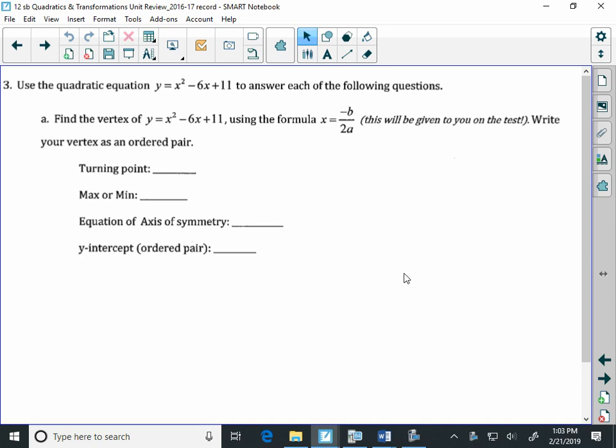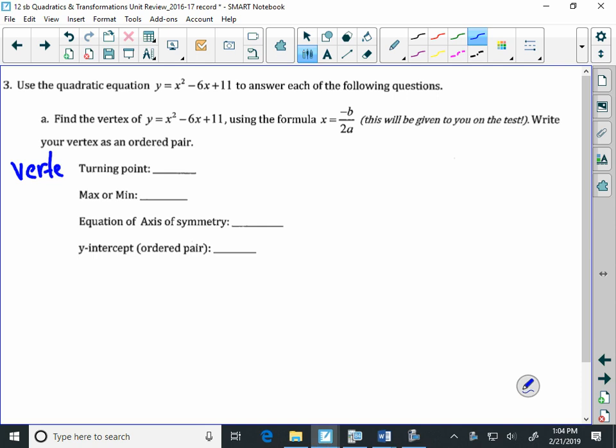Number 3. Use the quadratic equation y equals x squared minus 6x plus 11 to answer each of the following questions. Find the vertex of y equals x squared minus 6x plus 11 using the formula x equals the opposite of b over 2a. This will be given to you on the test. Write your vertex in ordered pair. And by the way, when you look down here in the directions, it says turning point. Well, turning point and vertex are synonymous.